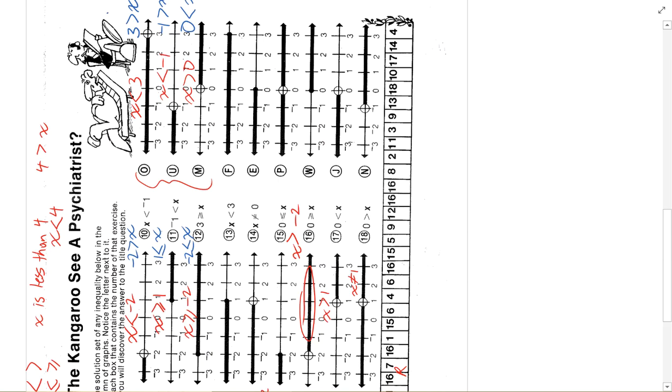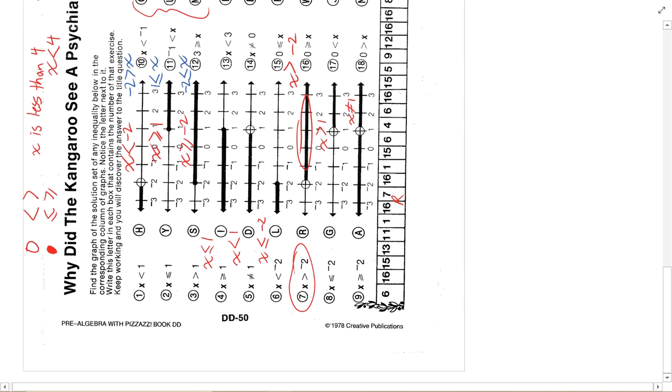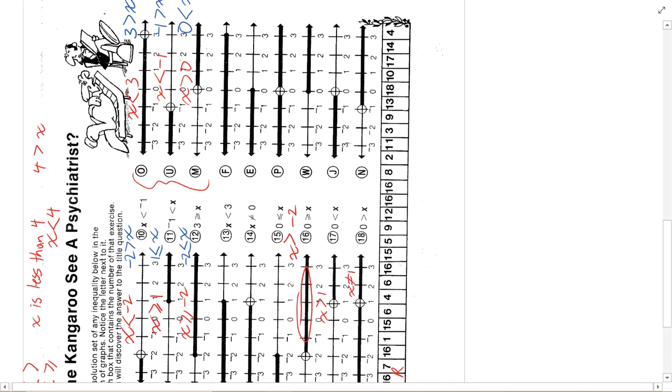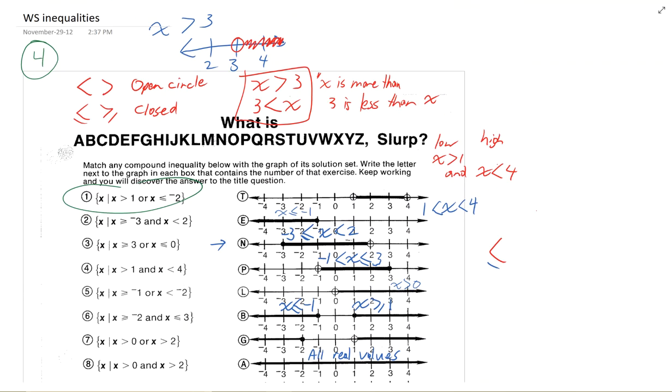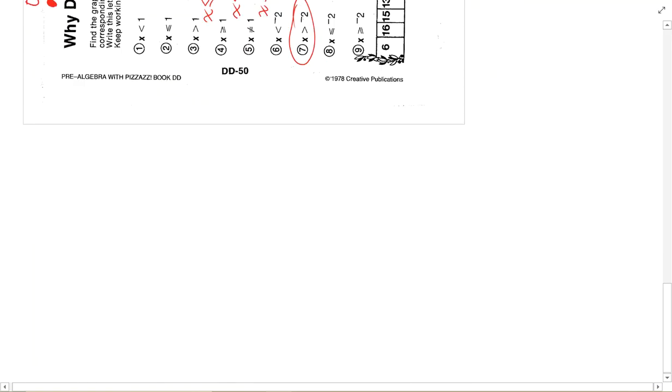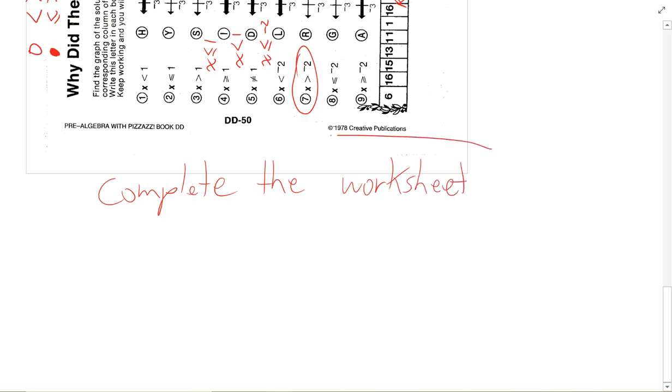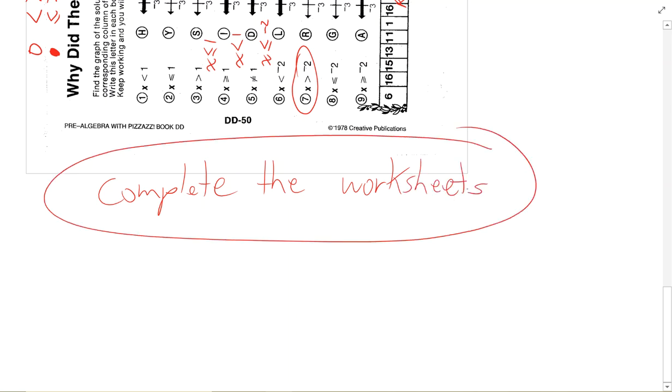was number 1, then wherever you have the number 1, you would put the letter t. And you can do this one worksheet as well. Why did the kangaroo see a psychiatrist? So you have both those worksheets. These worksheets are further back in your booklet. So right now I want you to complete the worksheets. You want to do both of them, please. Complete the worksheets. Go.